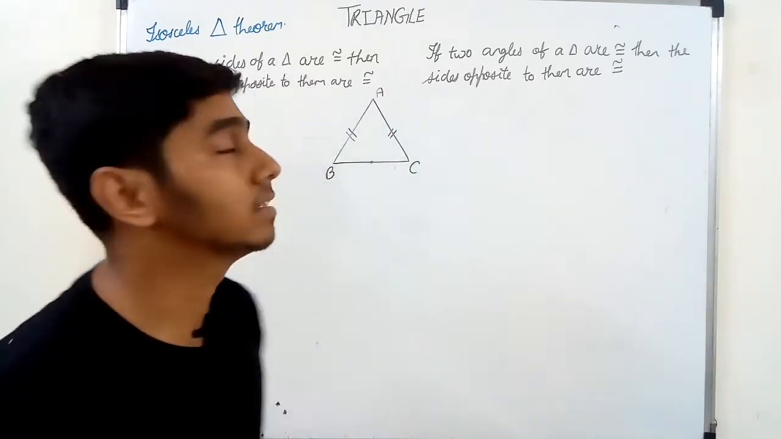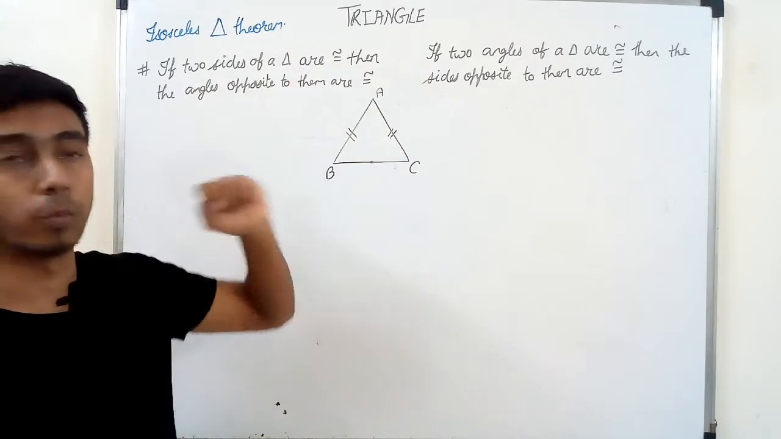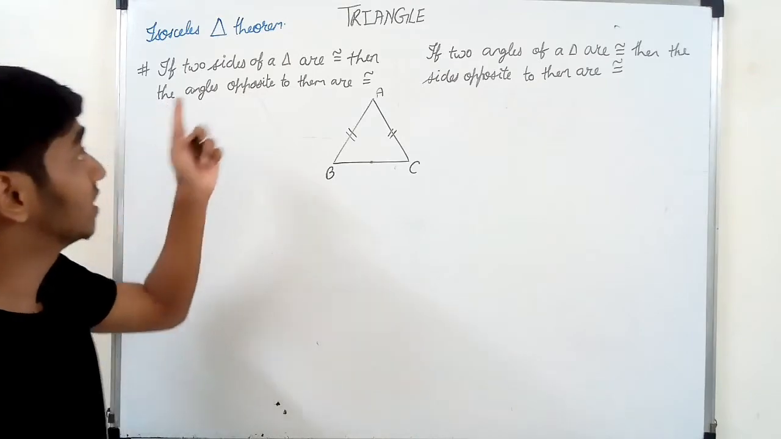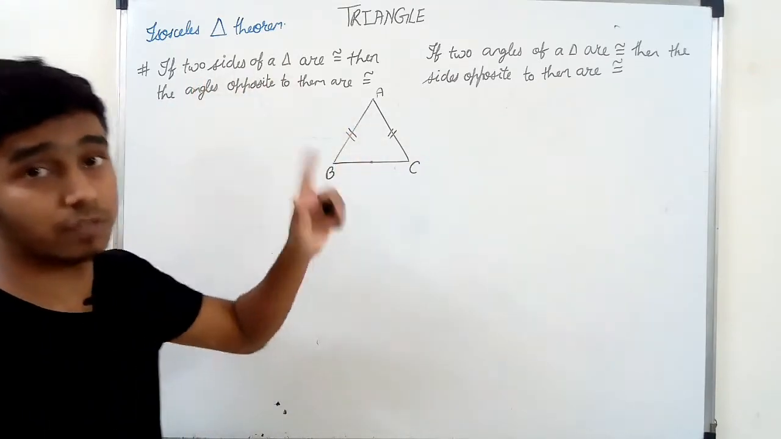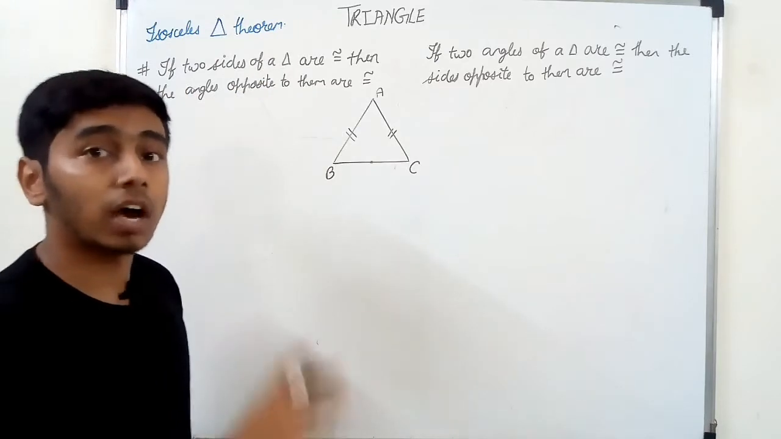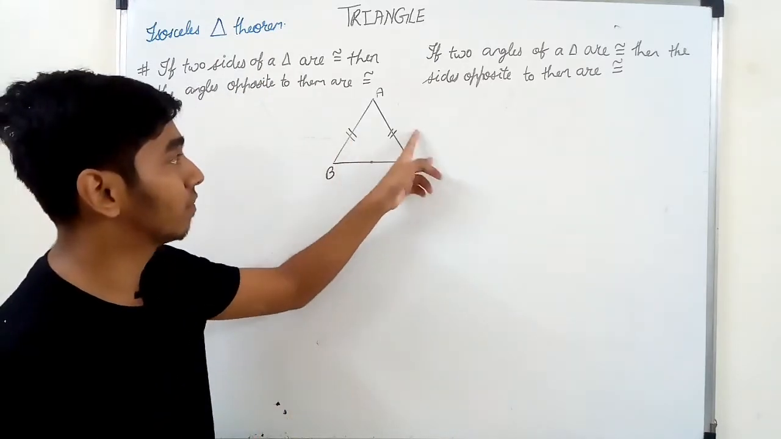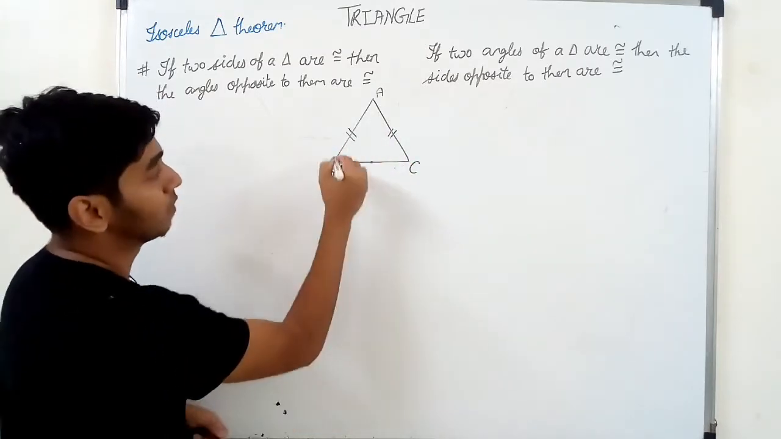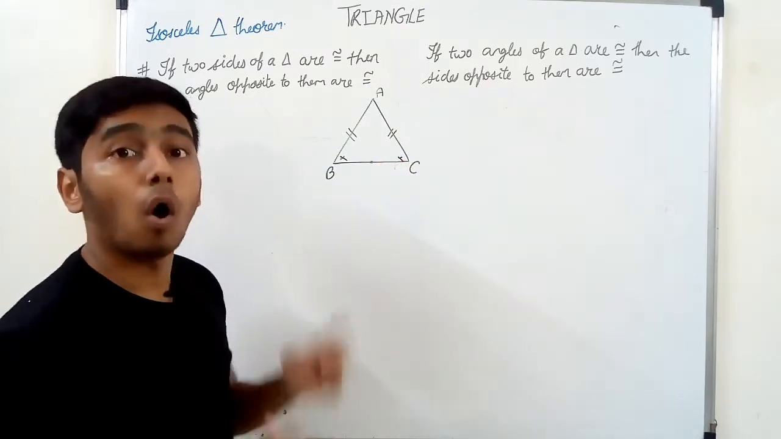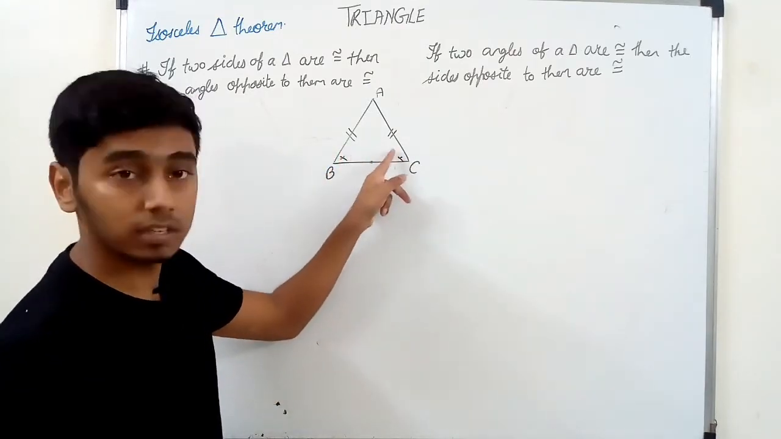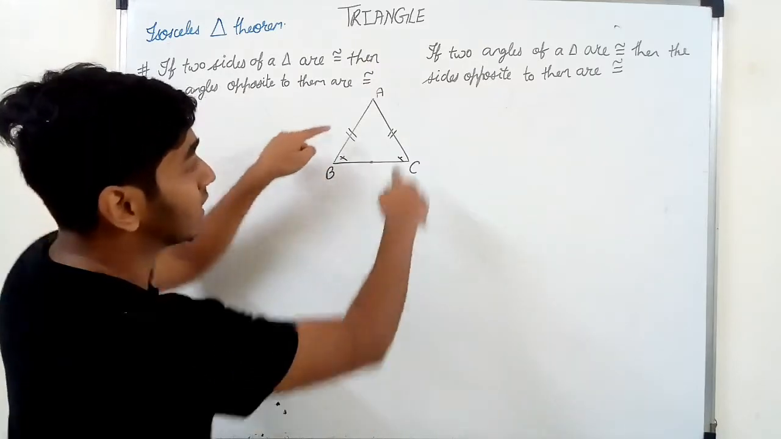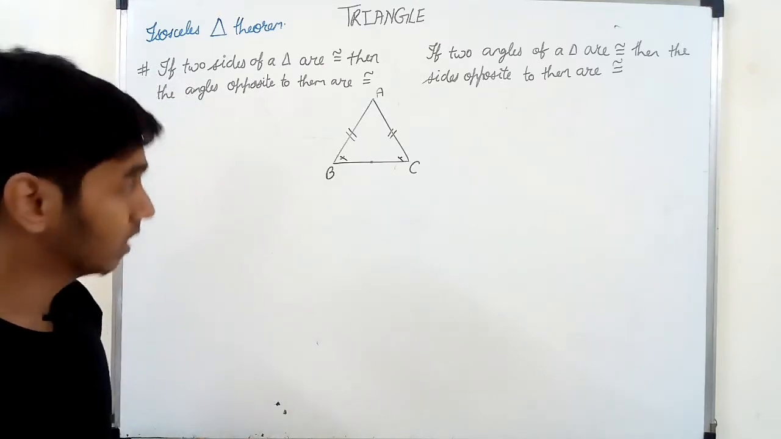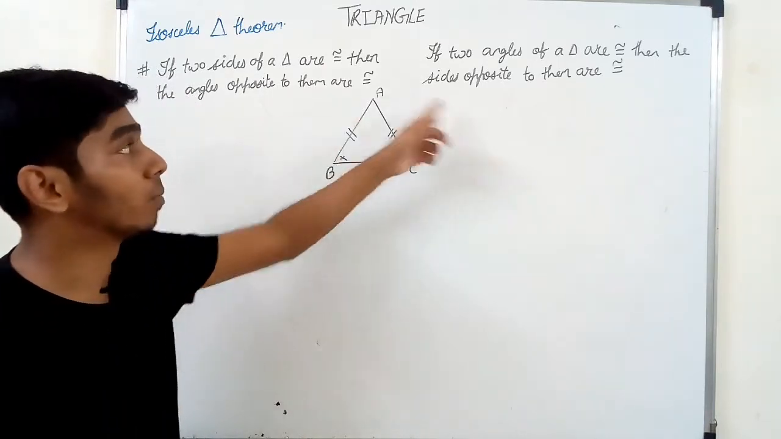The first one says: if two sides of a triangle are congruent, then the angles opposite to them are congruent. First of all, let me tell you about an isosceles triangle. If two sides of the triangle are congruent, then the angles opposite them are also congruent, which is this angle and this angle. Or if these two angles are congruent, then these two sides are also congruent. So that's the theorem.